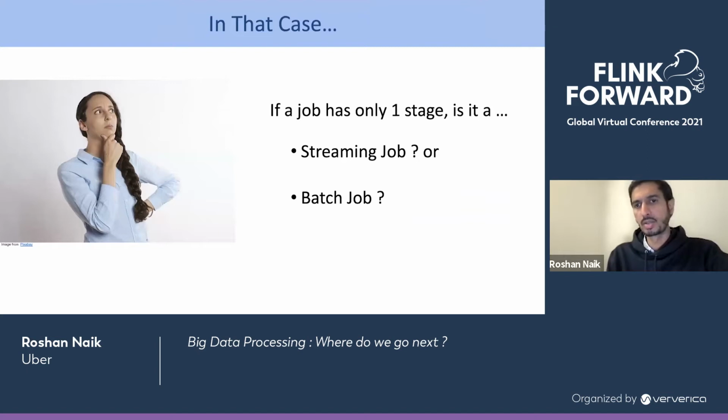So in that case, what do we think of a single stage job? Is that a streaming job or a batch job? The answer is, it doesn't matter. You can call it whatever and you would be right. For example, if you have a single stage job running under Flink streaming and a single stage job running under Spark batch, they are fundamentally the same as long as they're doing the same compute. There's no fundamental difference between the two.